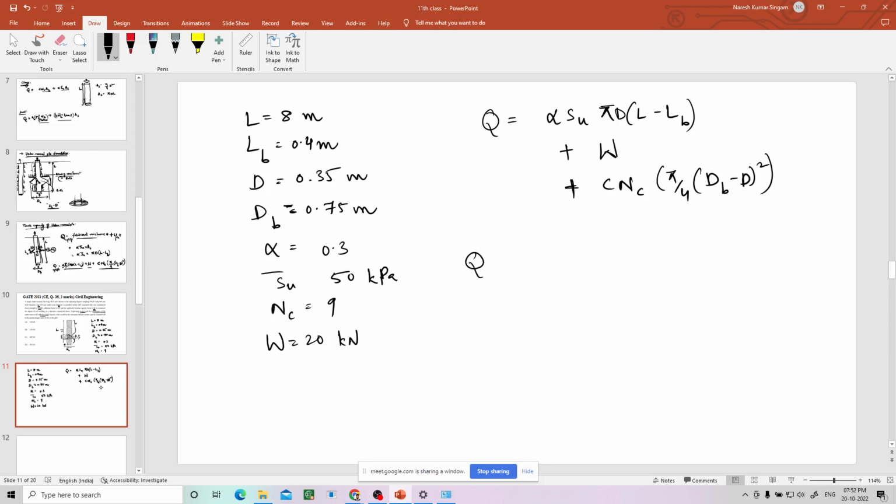Can you substitute and tell me the answer within 2 minutes, within 1 minute? I am also doing it along with you. Can you please tell me? C means SU. Remember, in clays, C is equal to SU always.